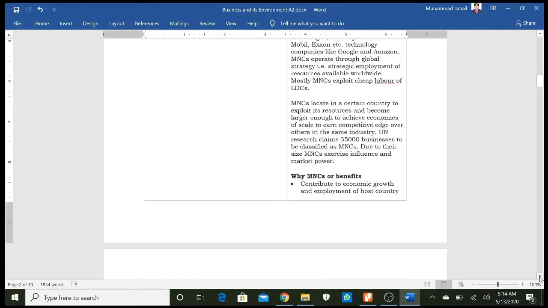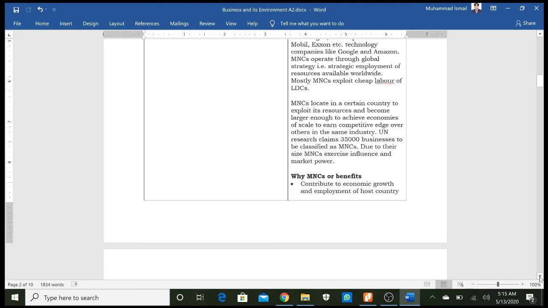Then MNCs locate in a certain country to exploit its resources and become large enough to achieve economies of scale. It means their main target is, because they are already huge, by locating in the host country, they try to produce at a larger scale. And by producing at a larger scale, they are able to achieve economies of scale. It means they are able to reduce their per unit cost of production, which helps them to take a competitive edge over other companies from the host country in the same industry.